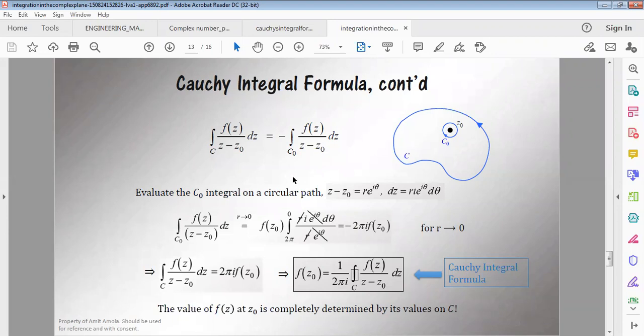Now to find the C naught integral on the circle path, this is actually the circle path z minus z naught. We can represent it in polar form, r into e to the power i theta, then we can replace dz with this. After replacing, we can find this. Actually, this is the formula of Cauchy's integral formula. Now we'll try to prove this.